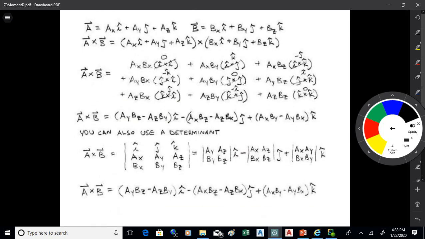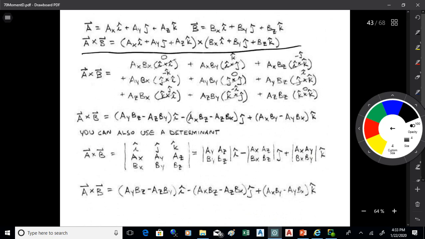So if I'm going to cross A with B, I'm going to use the distributive law and cross every component of A with every component of B. Okay? So I'll cross AX and BX, i crossed with i will zero out. AX and BY, I'll have i crossed with j, that'll get me k. AX BZ will get me i crossed with k, which will be a negative j times AX BZ. And you can kind of see what's happening there. I'm just working through that where I've distributed everything out, and I'm crossing every possible component of A with every possible component of B.